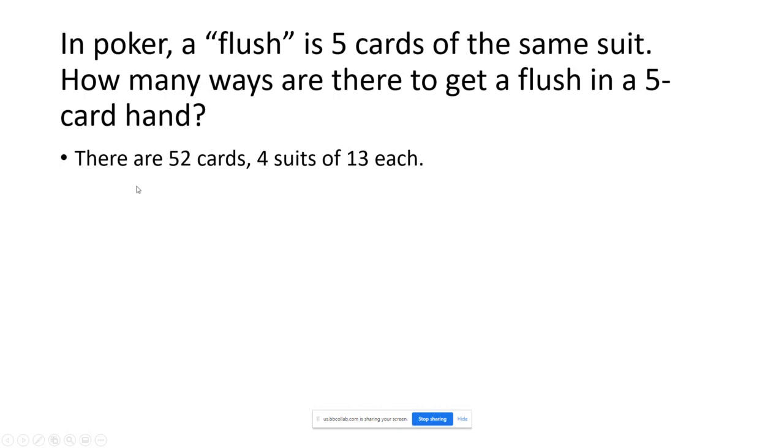So one way that we could do this would be to say, first, we want to choose the suit. So we have 4 choices for that. So 4 choose 1. And then there are 13 cards in that suit. We want to choose 5 of them, and we don't care about order. So we first choose the suit, then 5 out of the 13 cards in that suit. So 4 choose 1 times 13 choose 5. That gets us 5,148.